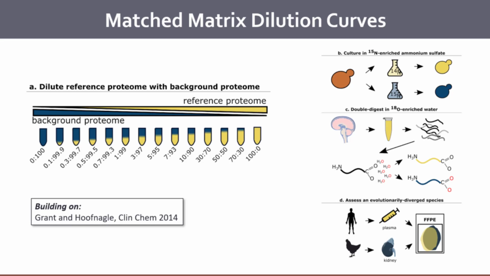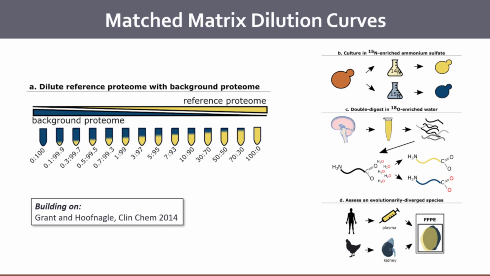We can also digest tissue in our normal preparation. We can also take our background and digest it in H2O water, and then make dilutions with the digest that occurred in H2O water. We've also done it by making dilutions in an evolutionary diverged species. Actually, in this Grant and Hoofnagle perspective paper, they suggested for plasma using chicken plasma. We've used chicken plasma for human plasma, and for human CSF. We've also used chicken livers in some liver homogenate experiments. So you can use different species to make a dilution as well.